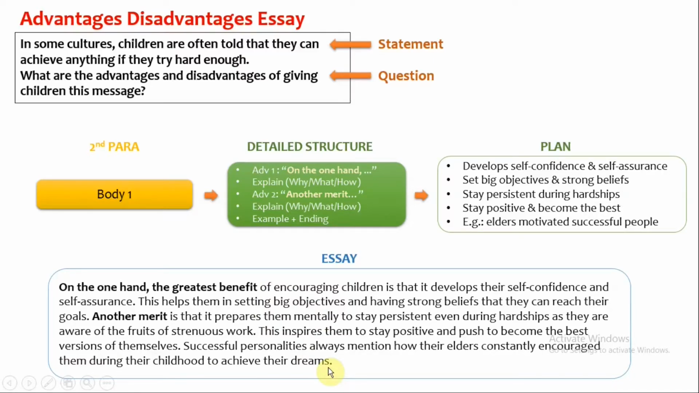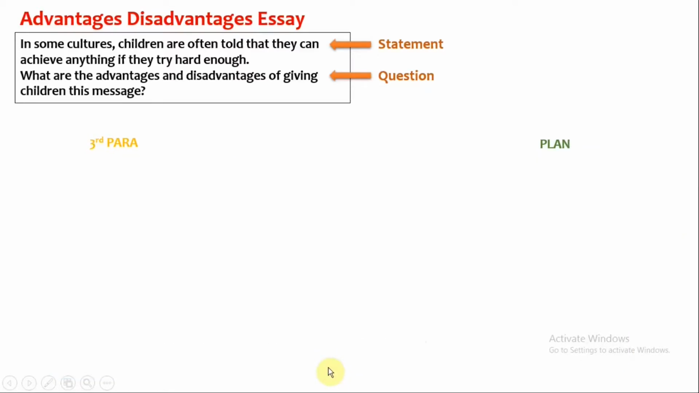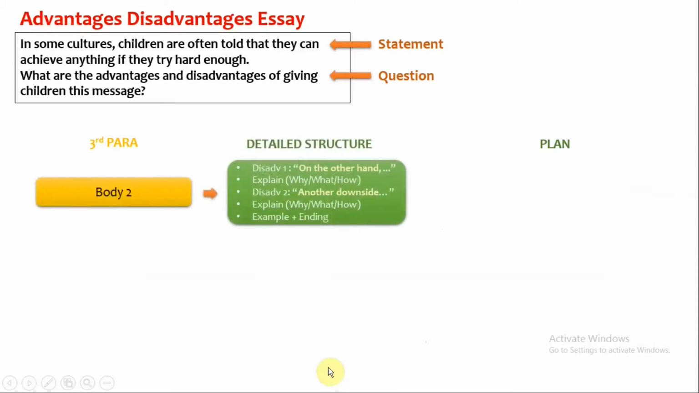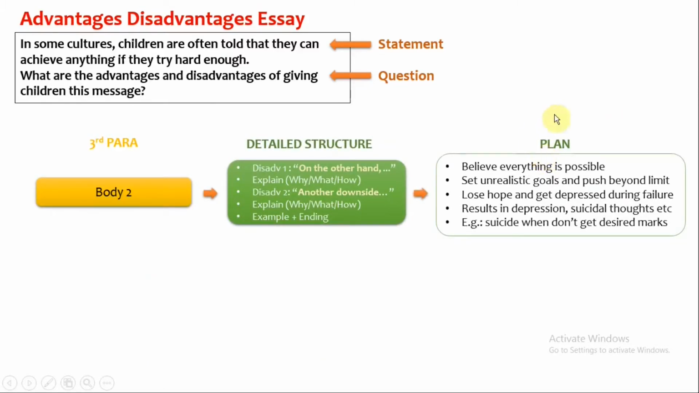This sentence also shortly summarizes the entire para, forming a proper example plus ending sentence. 5 sentences for body 1 is good. You can have a separate ending sentence if you want. Now let's move to the third para, which is body 2. We had already created a plan for body 2, so let's develop it into band 9 sentences.